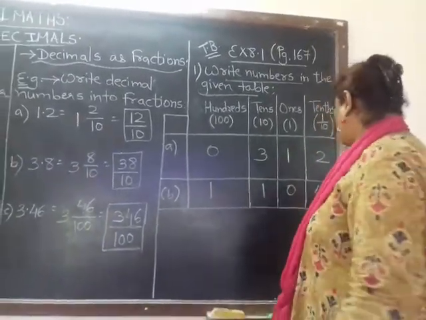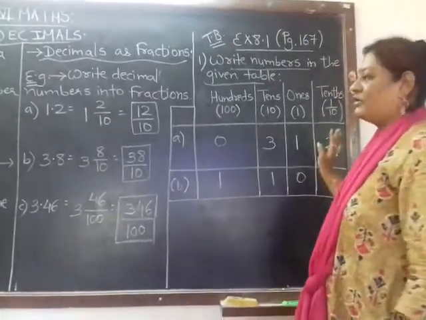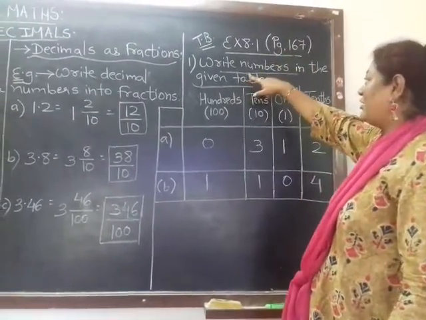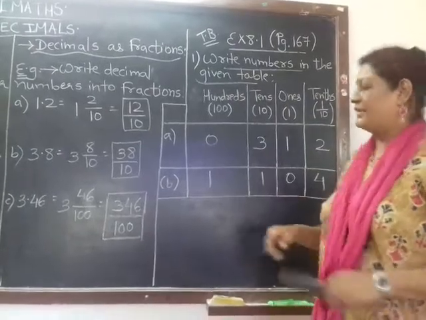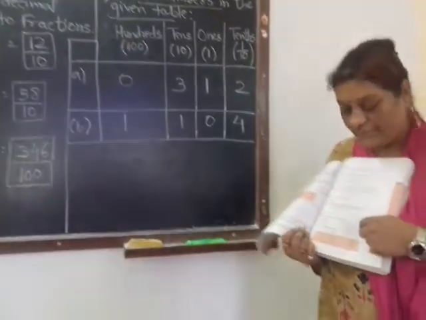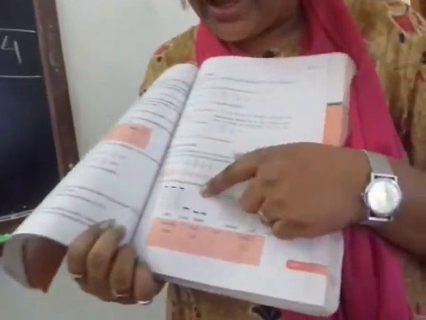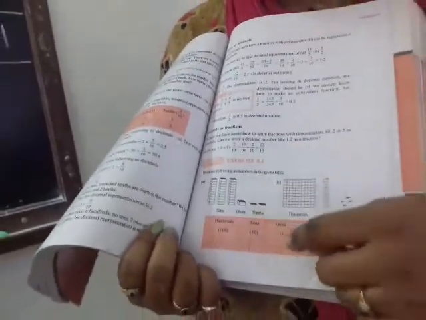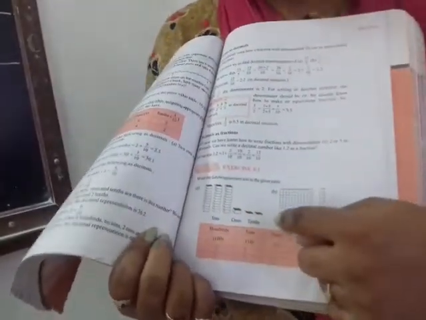Okay, now coming on to exercise 8.1. For this I have to go with the textbook. Page 167, number 1 of the textbook. Write numbers in the given table. See, you can see they have given two figures before the table. You can check it out here. In A, they have given three small pillars, and below that it is written tens. Then they have given ones and tenths. You have to represent the same thing they have shown as a figure in the table.